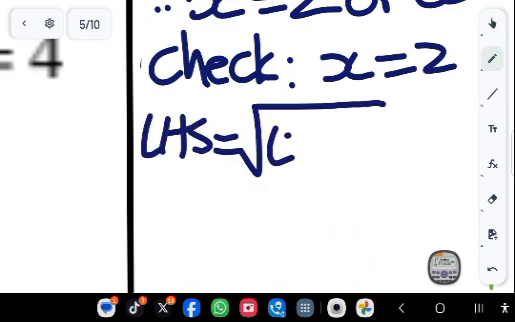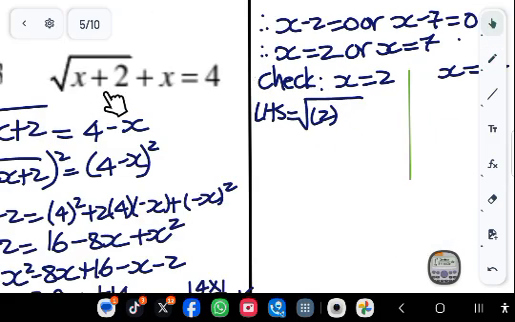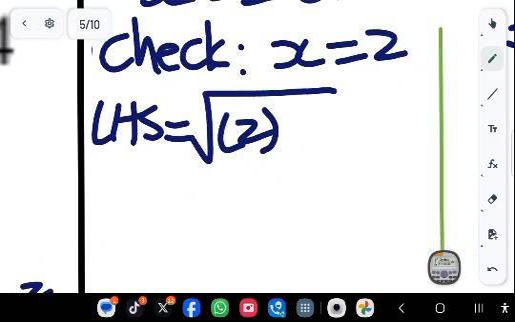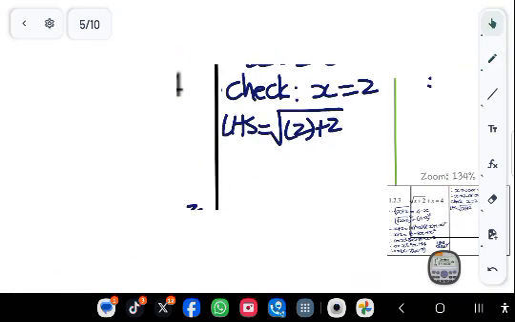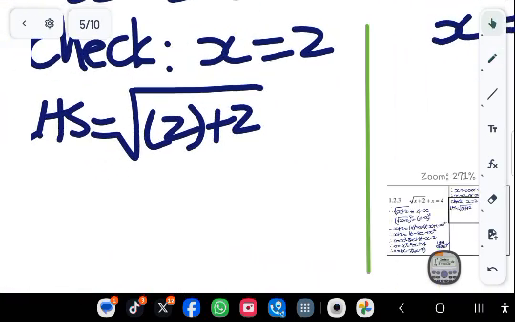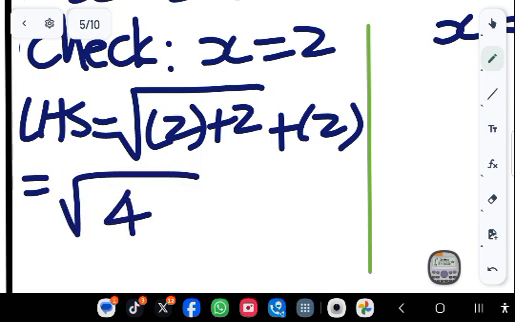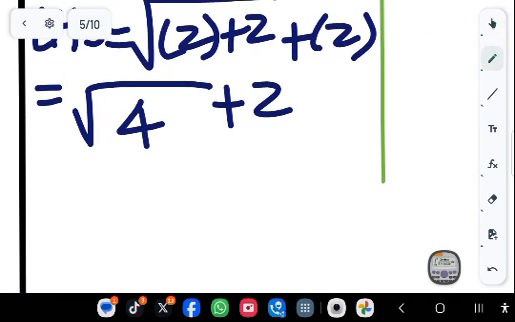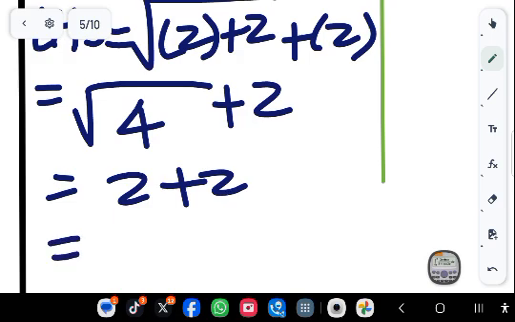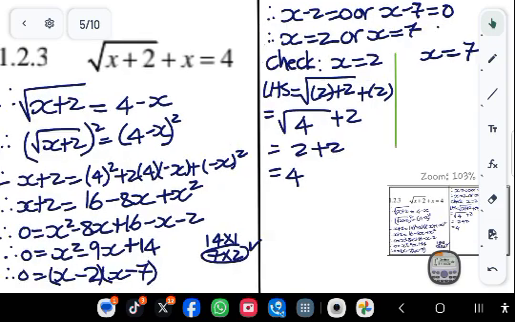That will be the square root of 2 plus 2 plus 2. Notice I'm putting the substitution in brackets, so you can see what we're substituting and what we're not substituting. Square root of 2 is 2, 2 plus 2 is 4. And that is equals to the right hand side, yes.